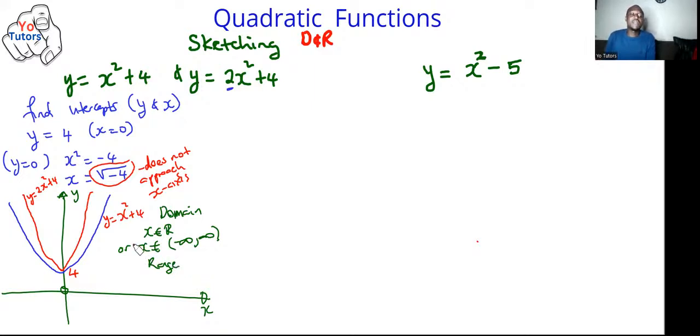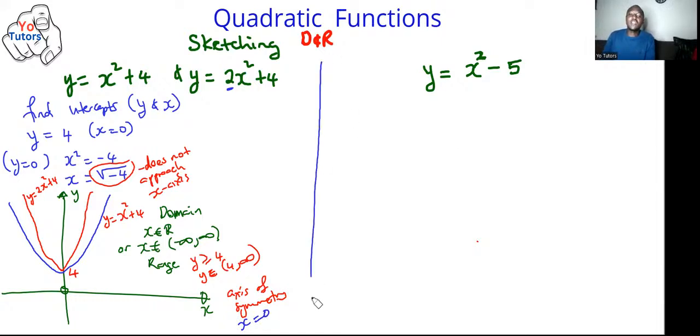Range here is going to be equal to y greater than or equal to 4. Or you can say y is an element of 4 to infinity. That is what's happening here. And what is our axis of symmetry? We know that this one is going to be x equal to 0. So that's our axis of symmetry.